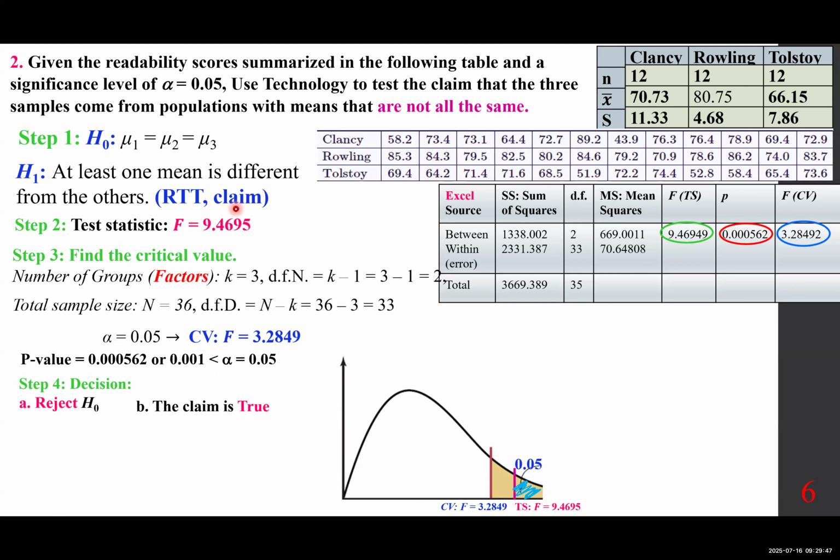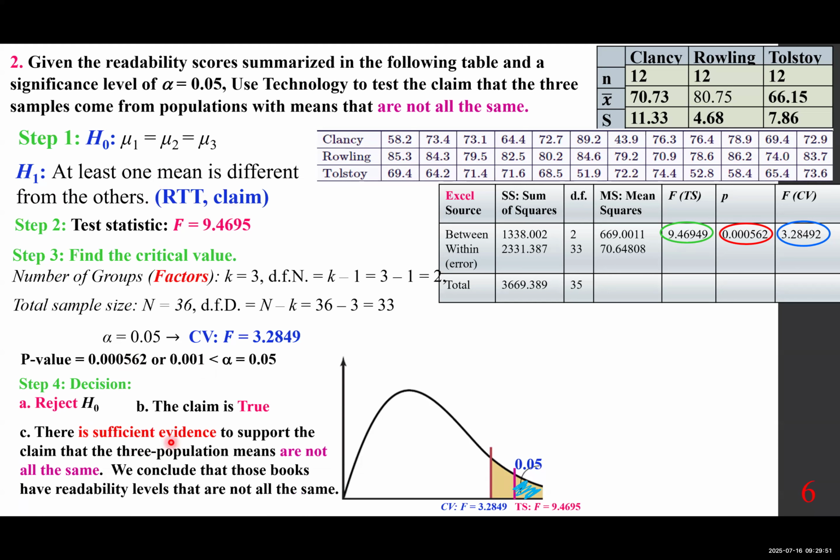And you write, there is sufficient evidence to support the claim that the three population means are not all the same. We conclude that those books have readability levels that are not all the same.